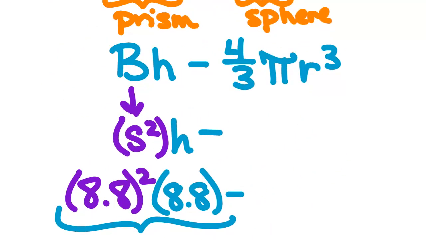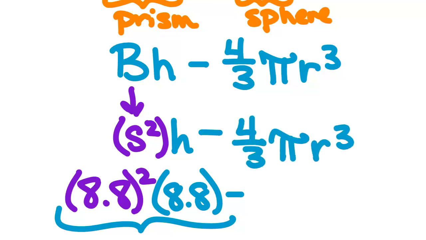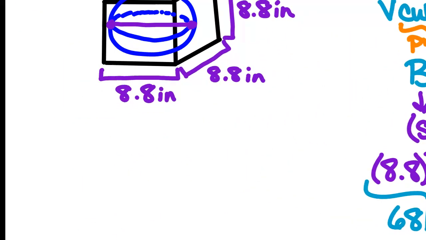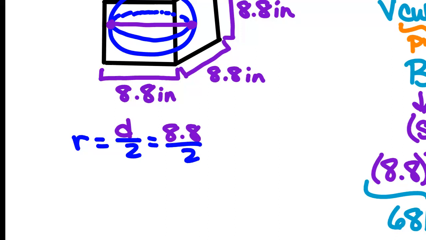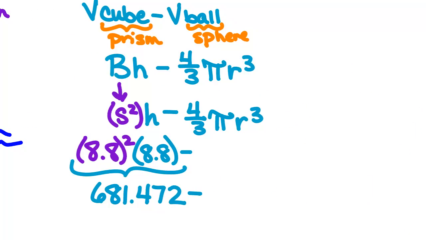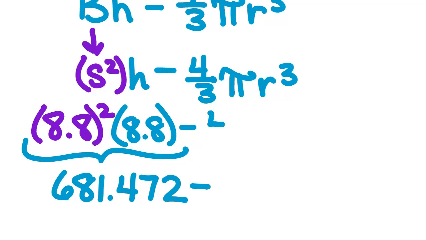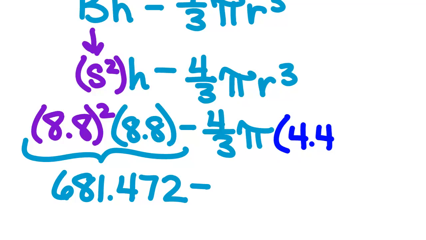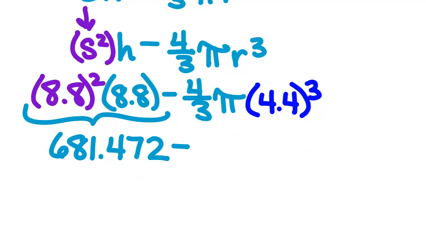Minus the volume of the sphere, 4/3 pi r cubed. What is the radius here? 4.4. We take our diameter, we cut it in half. Since my diameter is 8.8, my radius will be 4.4 inches. So 4/3 times pi times 4.4 cubed will give me the volume of the sphere. What is the volume of the sphere?